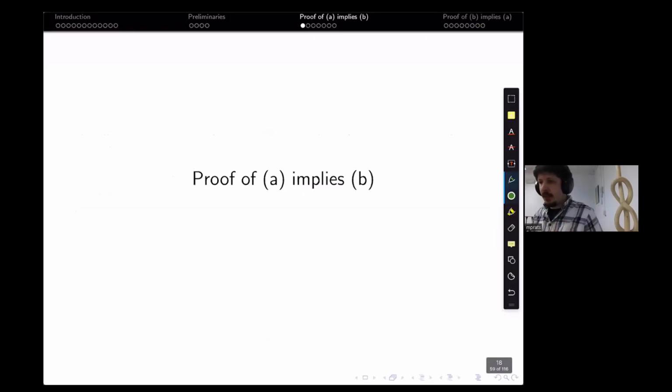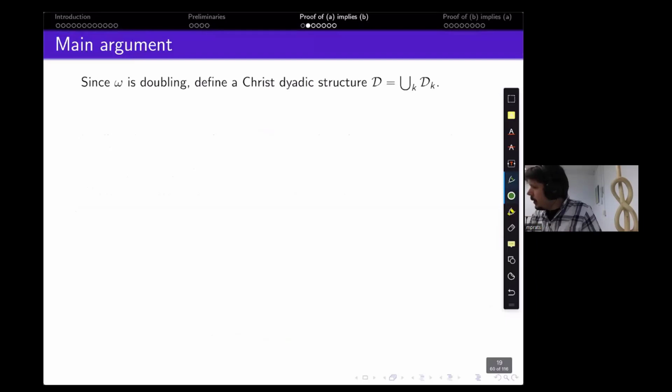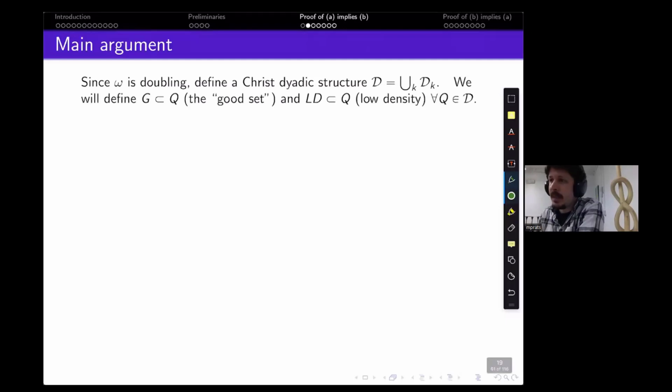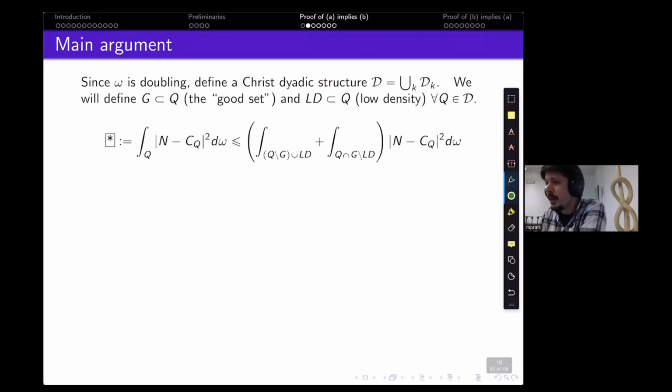Okay, let's think why A implies B. I will try to give you just the scale of the proof. Let's see if I am able to do that in 10 minutes. I hope so. This is a challenge. So omega is doubling, then you can define a dyadic structure. So we will define a good set and a low density set. I will tell you later what they are, but they are just a part of any cube Q from the dyadic structure. Now, what we want is to control the oscillation of the normal vector with respect to a constant.